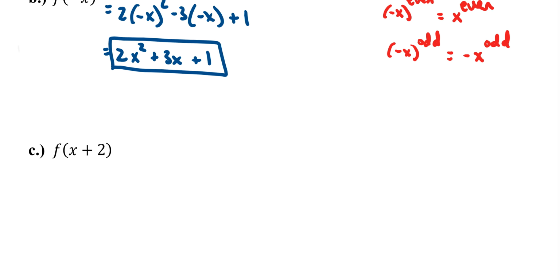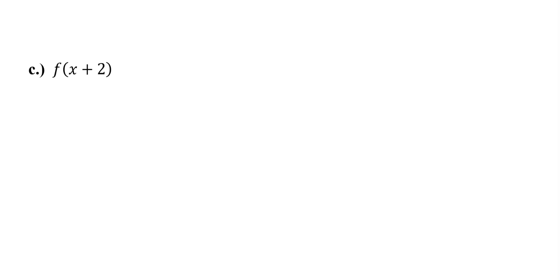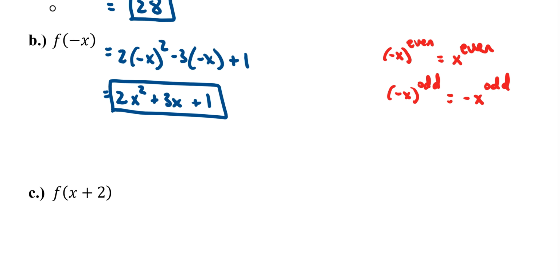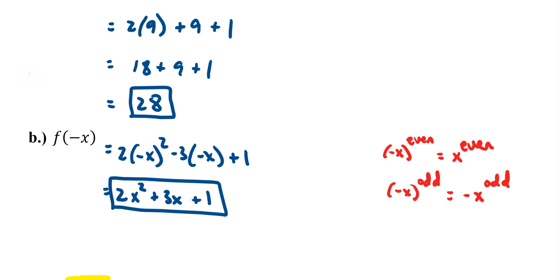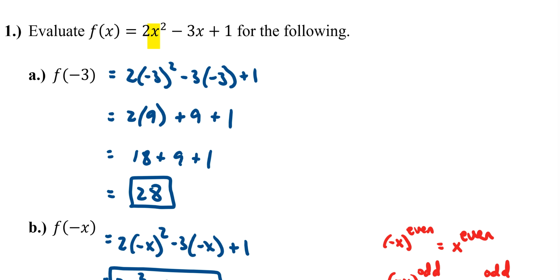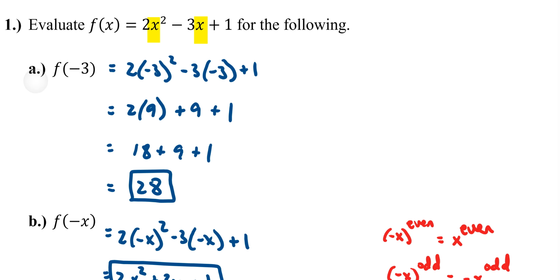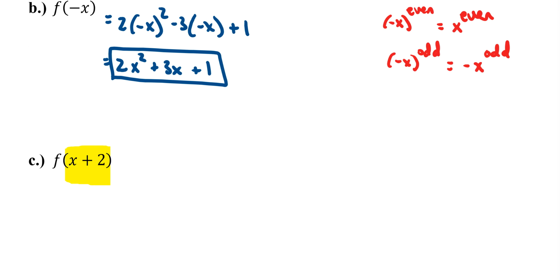Right, and then one more of these ones. Let's say we have f of x plus 2. So this one probably looks the most complicated, right? Now we're plugging in an x plus 2. So we're going to go all the way back up here, and we're going to replace all of the x's with an x plus 2. So instead of 2x squared, it's 2 times x plus 2 squared, minus 3 times x plus 2, plus 1. So let me go ahead and write that down. So that's going to be 2 times x plus 2 squared minus 3 times x plus 2 plus 1.